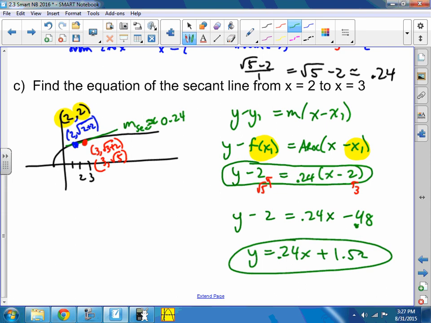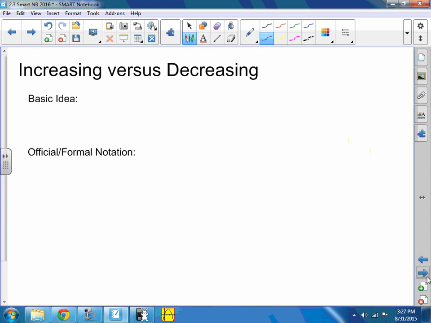And this is traditionally how teachers want your answers written, although I don't really care which answer choice you use. You can use this one or this one. They're both very nice. Okay, let's go to our next page. Let's talk about increasing and decreasing.